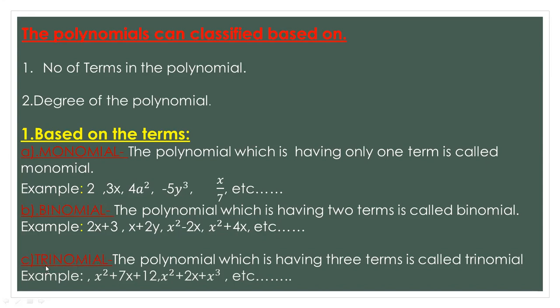Next one is trinomial. Tri means how much, friends? It is 3, exactly correct. So a polynomial which has three terms is called a trinomial. Right. So example: x square plus 7x plus 12, comma, one more example, x square plus 2x plus x cube, etcetera.